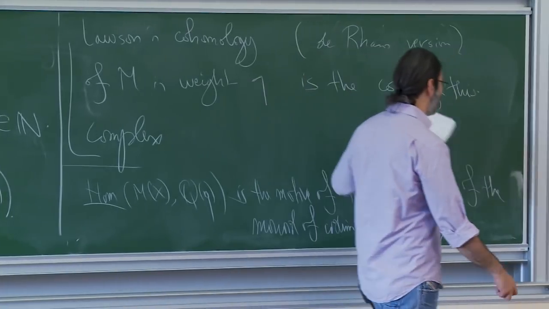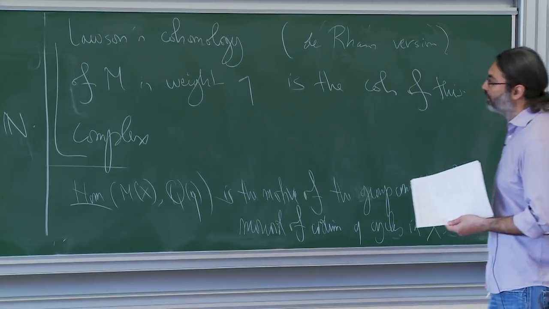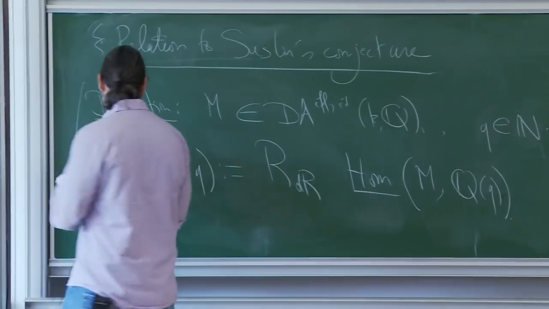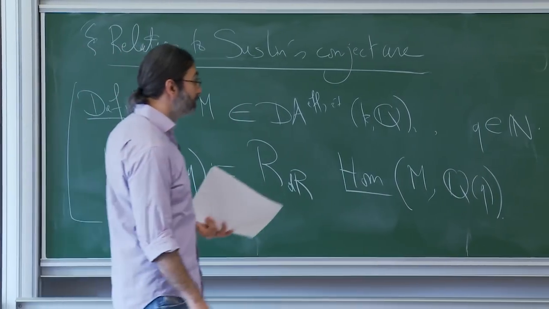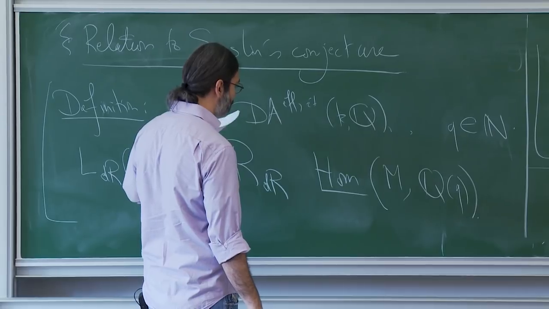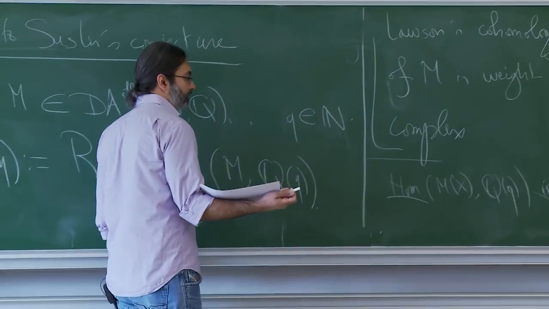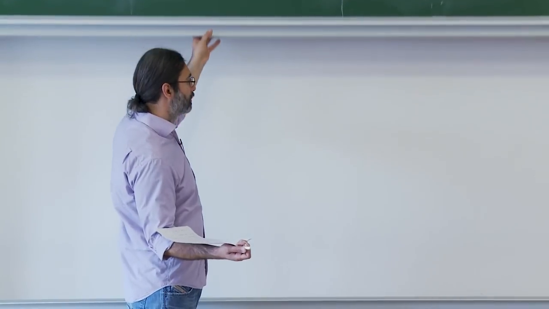And this is the original definition of Lawson. All right, so there is this classical invariant, and the Suslin conjecture is about these groups. So I can try to state it now.